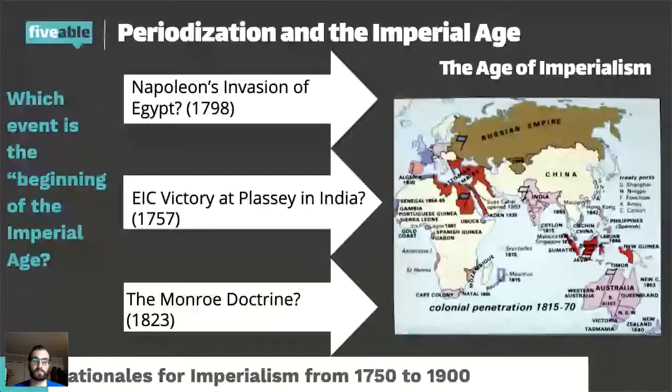East India Company. Also Napoleon, another vote for Napoleon. Seems like a tie between those two. I got one vote for the Monroe Doctrine. You might be familiar with the first two. I'll just quickly clarify the Monroe Doctrine.